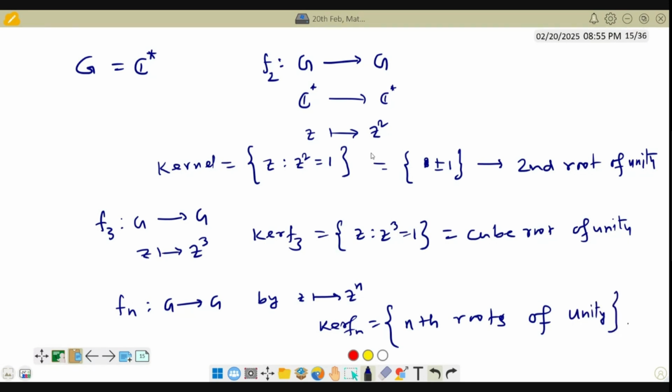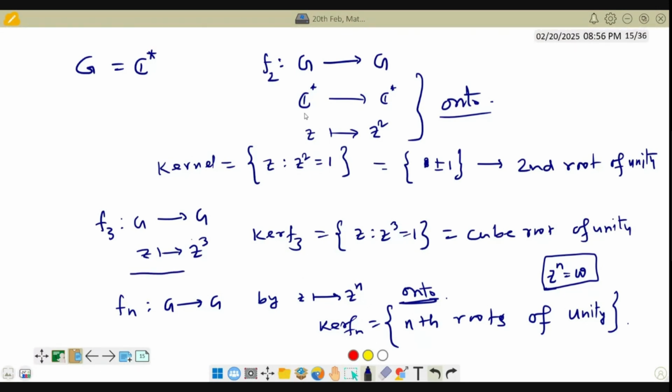Also check that all the fi's, f2, f3 up to fn, this map is onto. Because you are in C, z to the power n equals some w has a solution by the fundamental theorem of algebra. It has roots, since you are over C. Is it clear? So all the homomorphisms we constructed here are onto.